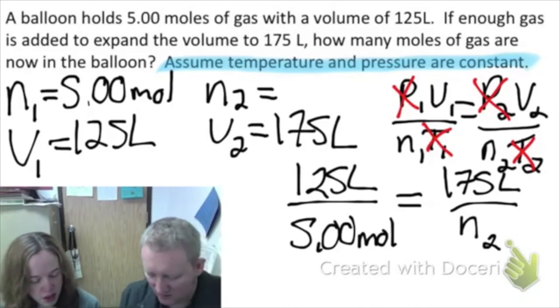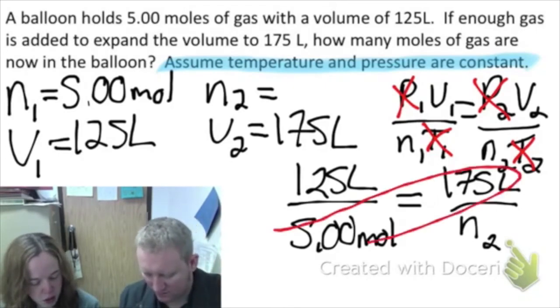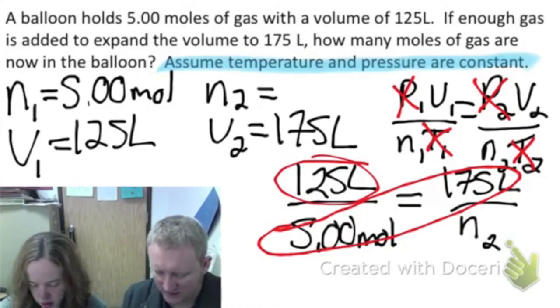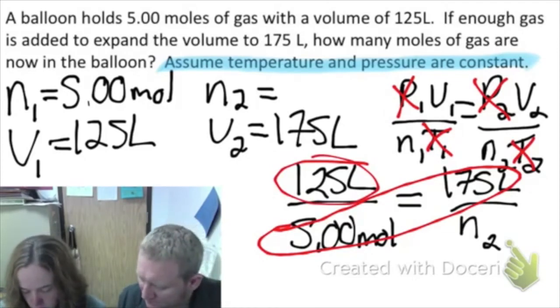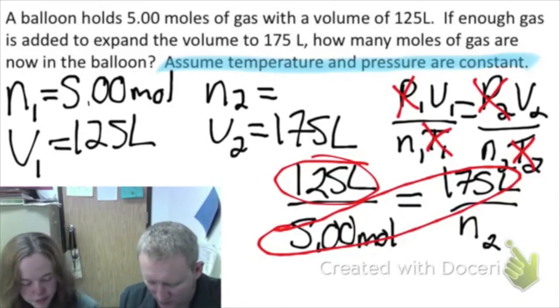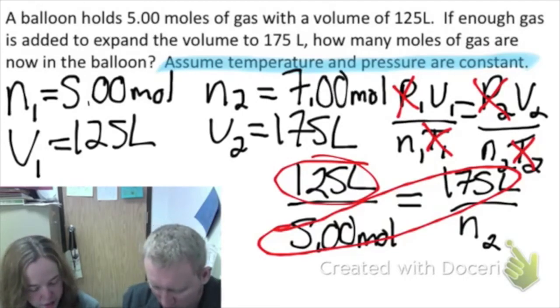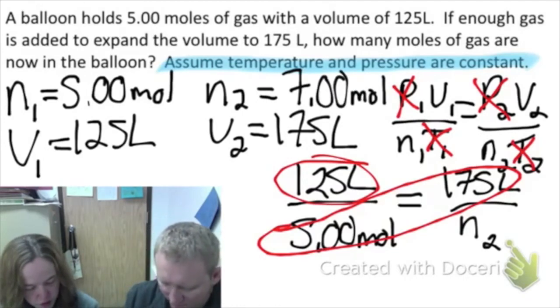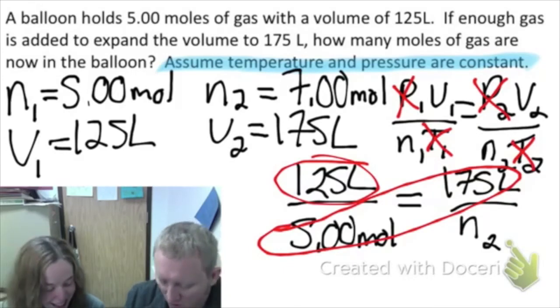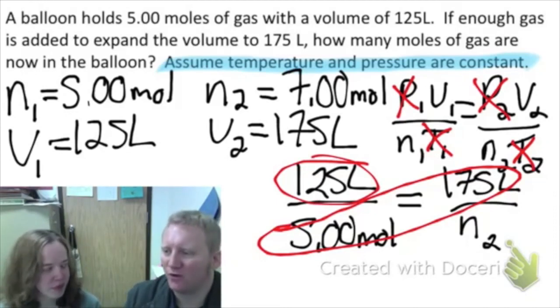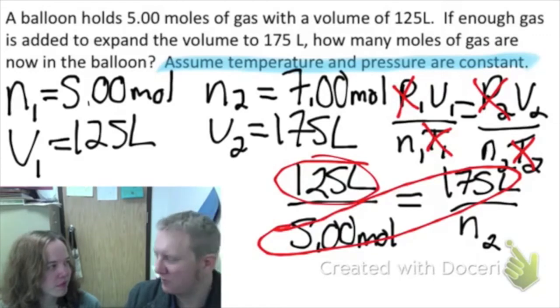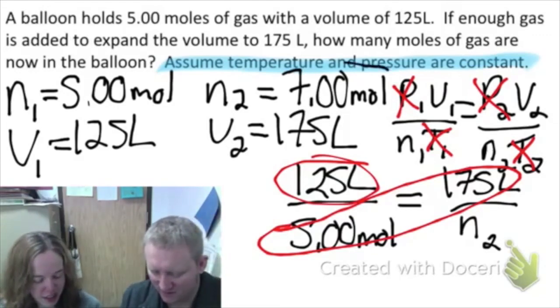And here's another pretty cross multiply and divide situation. Let's multiply and divide. So our new number of moles is 7.7. And it told us what? If enough gas is added. So we're adding gas. If we're adding gas, should we have more moles or less moles? We should have more moles. And more moles means more matter, that's going to take up more space. So the volume went up. Okay, so all of our numbers make sense.